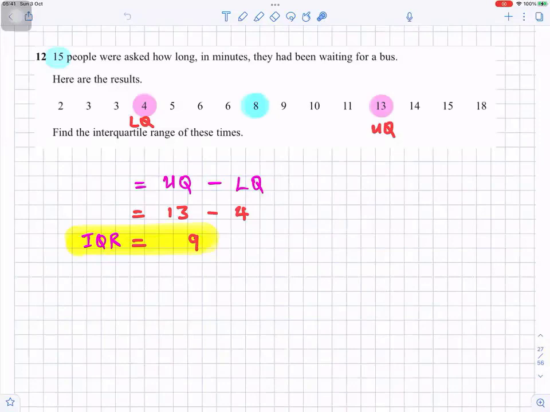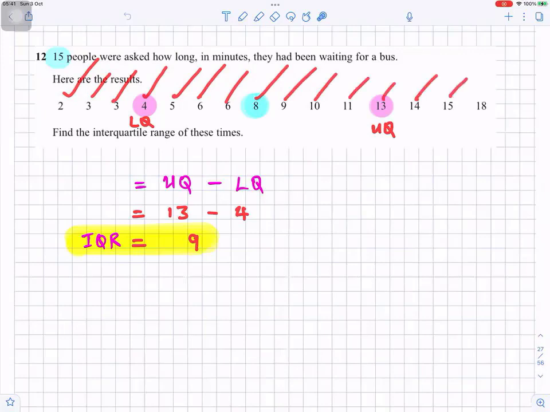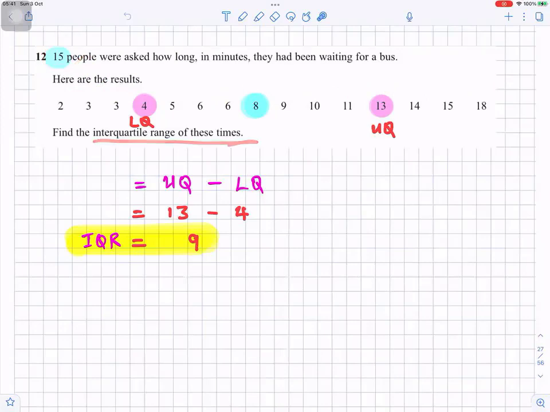Question number 12. 15 people were asked how long in minutes they had been waiting for a bus. Here are the results: 2, 3, 3, 4, 5, 6, 6, 8, 9, 10, 11, 13, 14, 15, 18. Those are the times they had been waiting for the bus for 15 people. Find the interquartile range of these times.